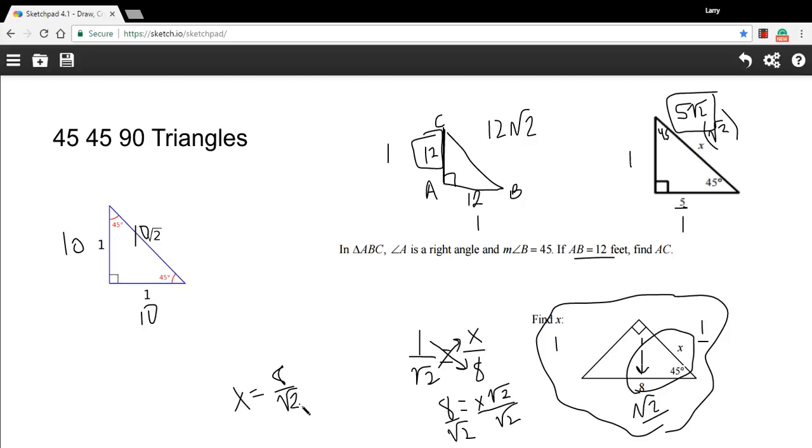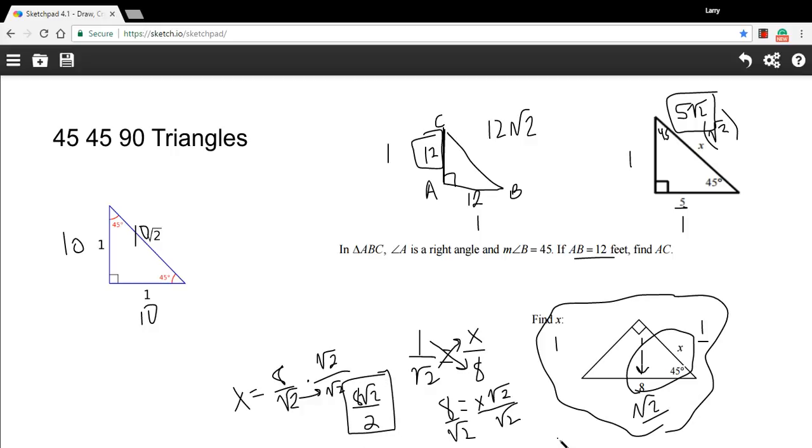But having a radical in the denominator is a no-no. So we need to rationalize the denominator. We do that by multiplying by the square root of 2 over the square root of 2. So basically you choose whatever radical is in the denominator of your answer, and you multiply by that over itself. This is a form of the number 1. When we multiply anything by 1, we don't really change it, we just change the form of it. And this works out nicely because on the bottom you get the square root of 2 times the square root of 2. That's just the number 2. And on the top you get 8 times the square root of 2. And that is our answer.